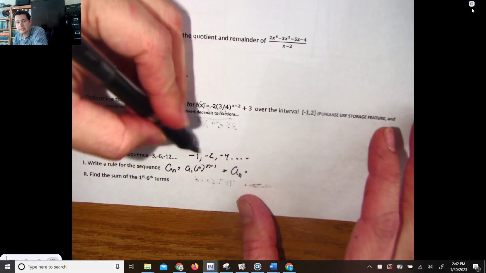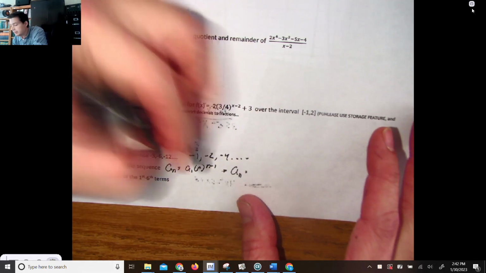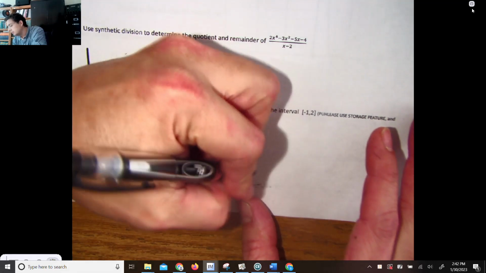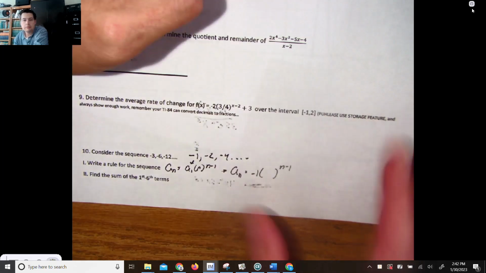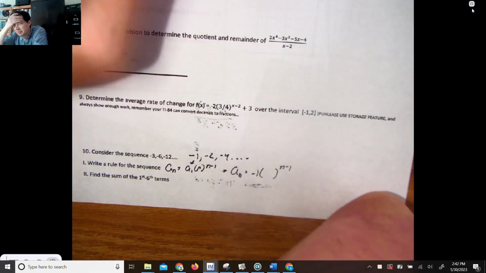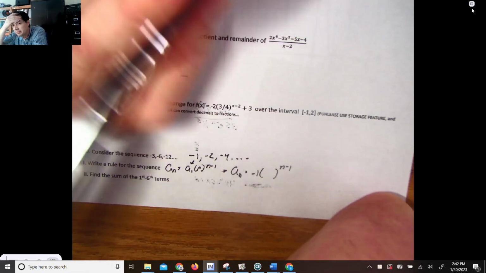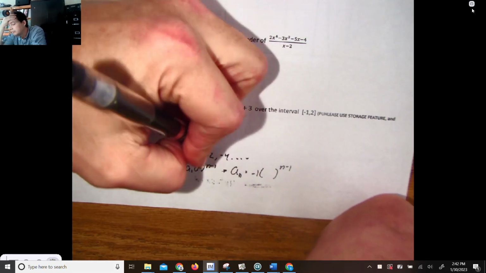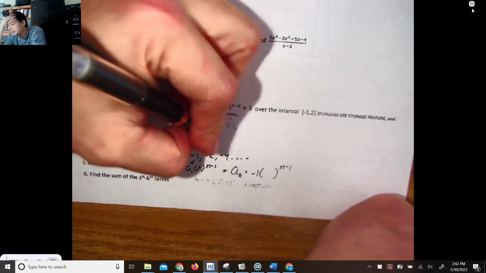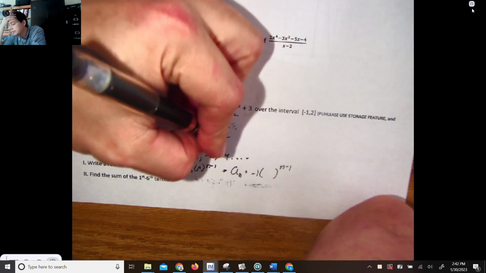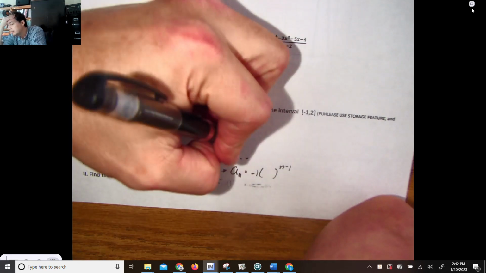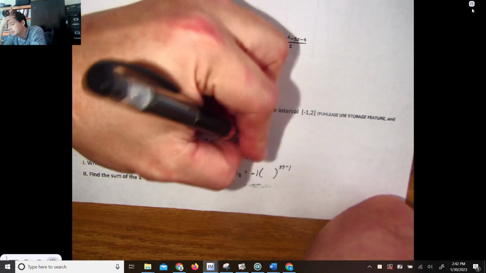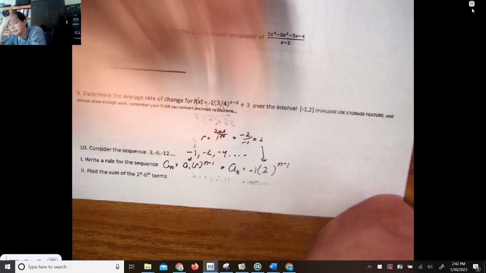Here's my similar example. The first term is -1. Then I got to figure out the ratio. The rest of it's n minus 1, okay? So if I'm one of those kids who can't look at a series of numbers and figure out what I'm multiplying by, I take the second and I put it over the first. This would be a -2 over a -1, which is 2. And that goes right there.